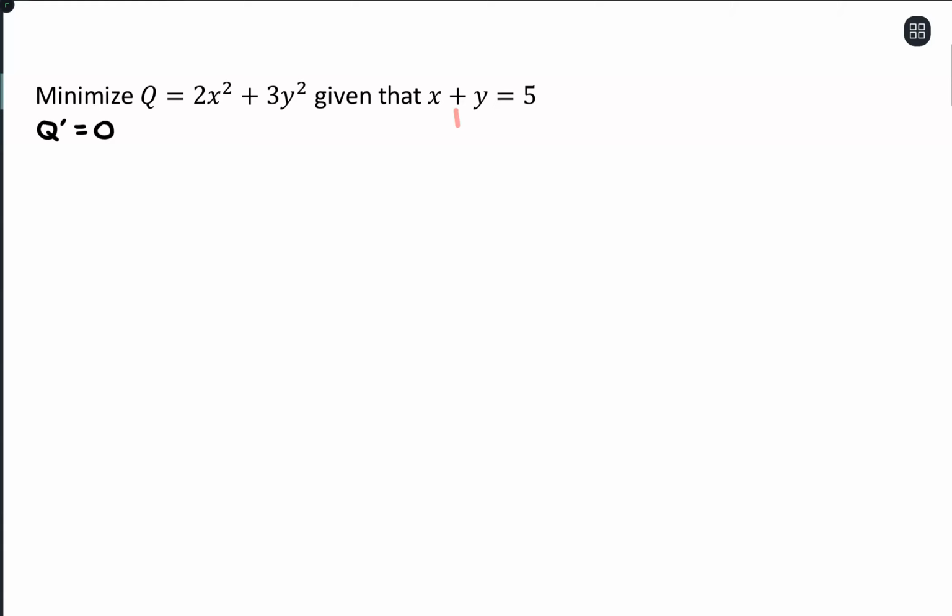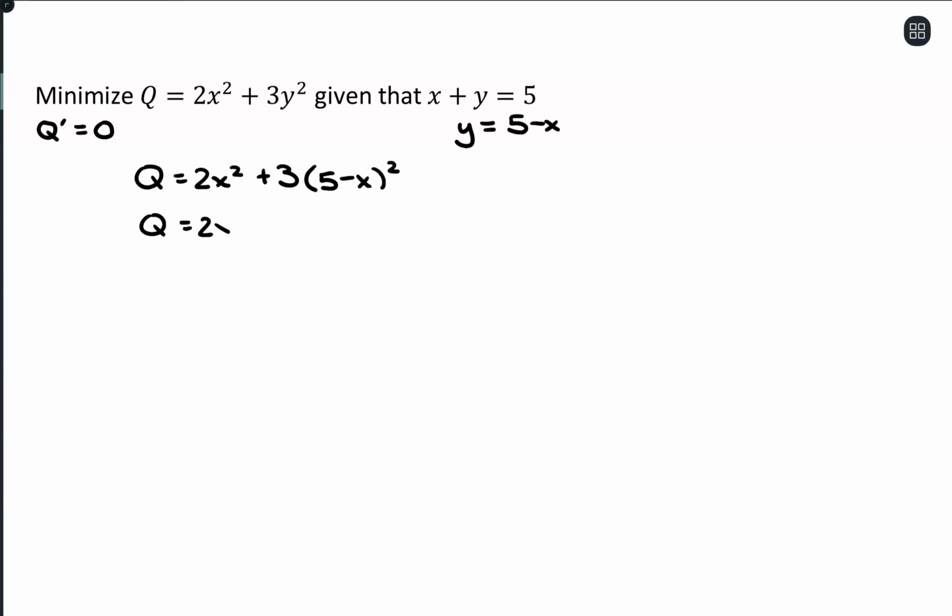So let's just say I take x plus y equals 5 and solve for y. So I have that y is equal to 5 minus x. So what I'm going to do is go to q. So I have q equals 2x squared. I'm leaving that alone, but then I'm going to have plus 3. And then where I have y squared, I'm going to substitute in 5 minus x for y. And then I'm going to start simplifying.